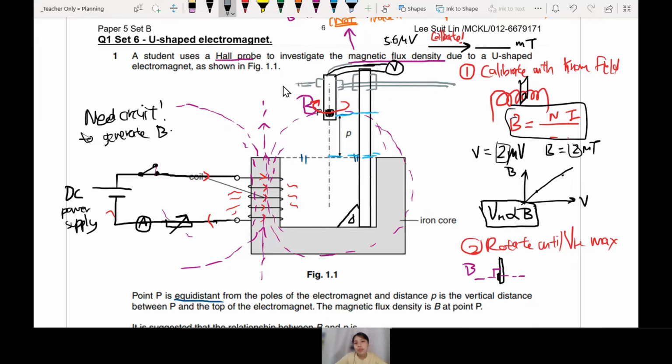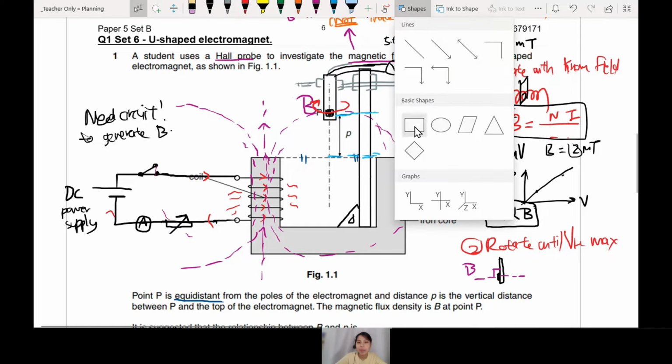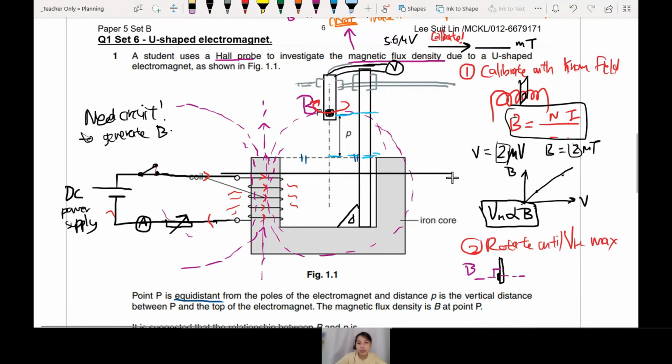Last thing, how do you know this Hall probe is exactly in the midpoint? You see these two lines here? Line, line, line, line. How do you know this is exactly in the middle? Have to put another ruler. Oh, okay, put another ruler. These are additional details already. So if you manage to think of these, then that is extra marks for you.